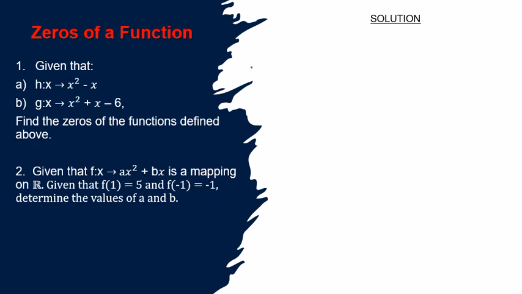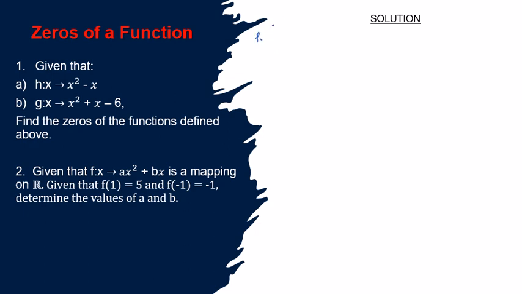Now, by zeros of a function, we mean, given any function, h of x, g of x, f of x, to find the zeros of the function is by equating the function to what? Zero. And we obtain values which will give us the zeros of the function. It's just like finding the zeros of a polynomial. So now let's look at these examples one after the other.